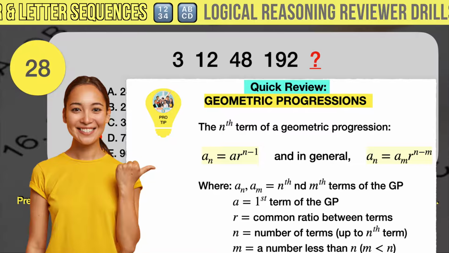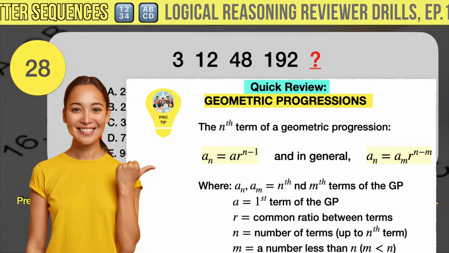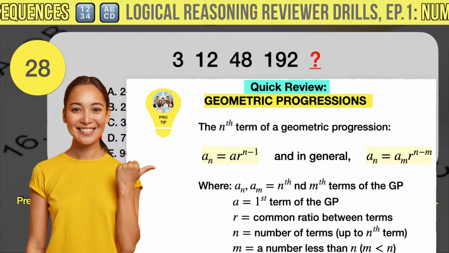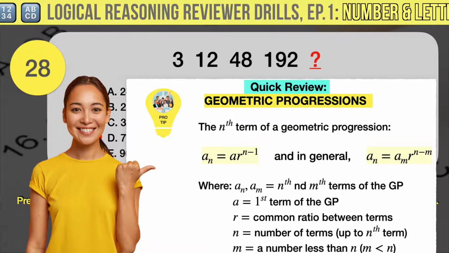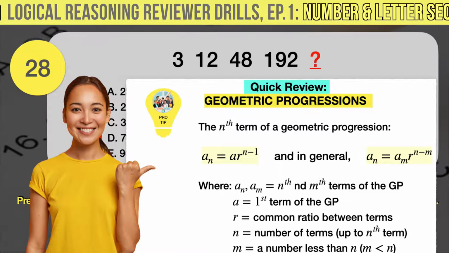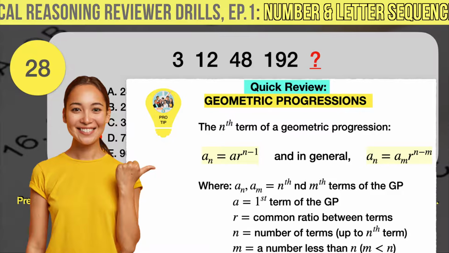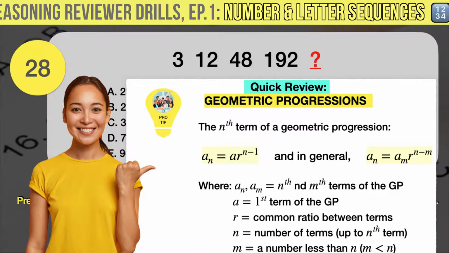The nth term of a geometric progression is given by the formulas as shown. Where a_n and a_m are the nth and mth terms of the progression, a is the first term, r is the common ratio, n is the number of terms up to the nth term, and m is a number which is less than n.